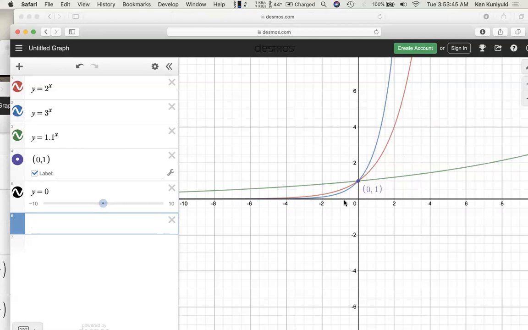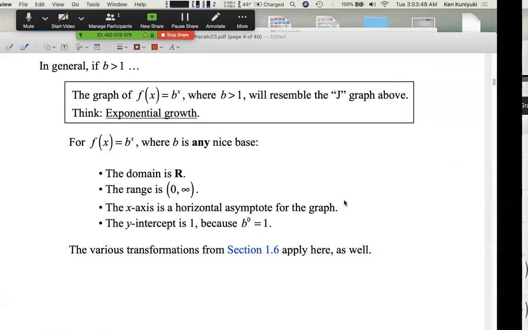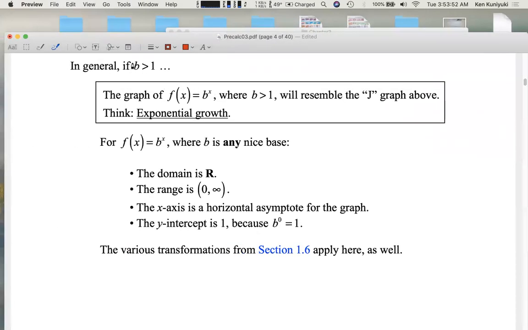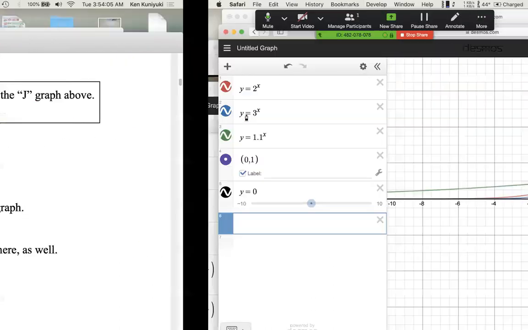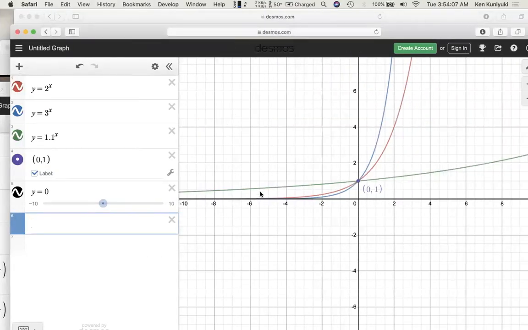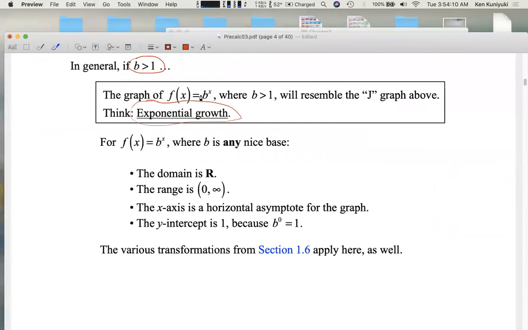Okay, so for all of these graphs, all functions of that type, we have the same features. In general, if b is greater than 1, remember that means we have exponential growth. The graph of f of x equals b to the x, where, again, b is greater than 1, will resemble a J graph. Okay, all these J graphs fall in that category. Basically, y equals b to the x, where b is greater than 1. And we have these as common features for all four of these functions.